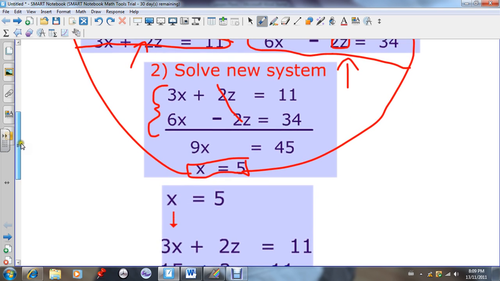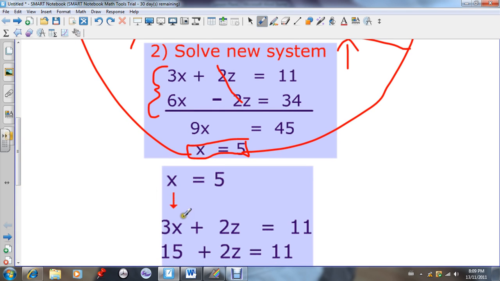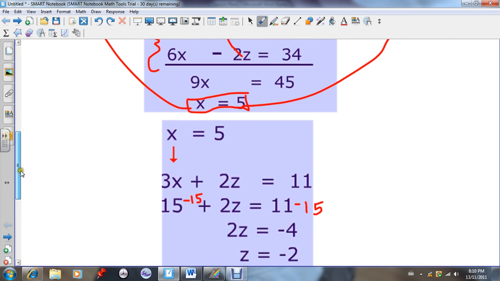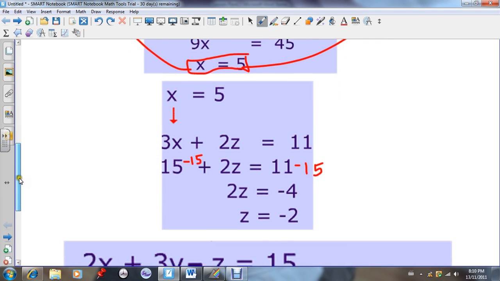Let's use 3x plus 2z equals 11. The x becomes your 5. 3 times 5 is 15 plus 2z equals 11. Subtract 15 from both sides because you're isolating z. Subtract 15. You got 2z equals negative 4. Divide each side by 2. Z is minus 2.